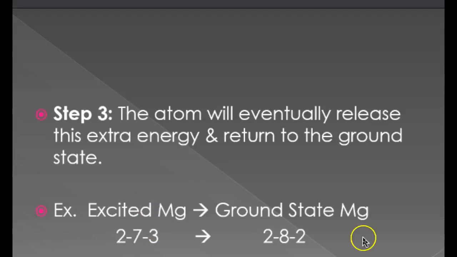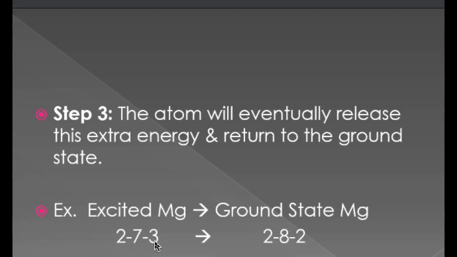So for example, magnesium in the ground state is 2-8-2, meaning 2 electrons in the first shell, 8 in the second, 2 in the third. And let's look at what it looks like when it's excited. When it's excited, one of the electrons has jumped to a higher energy level. So let's say one of the electrons in the second shell jumps to the third. That would give you 1 less in the second, so 8 minus 1 is 7, and 1 more in the third, so 2-7-3.